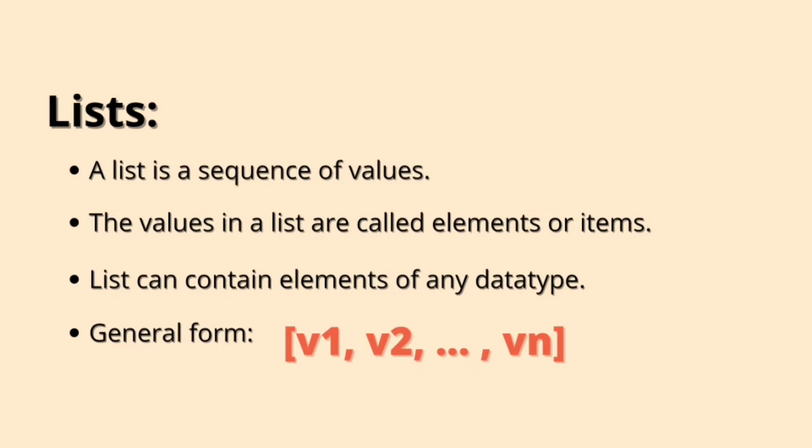List. A list is a sequence of values. These values are usually called elements or items. The elements of a list can be of any data type. In a list, the elements are separated by commas and enclosed within square brackets.